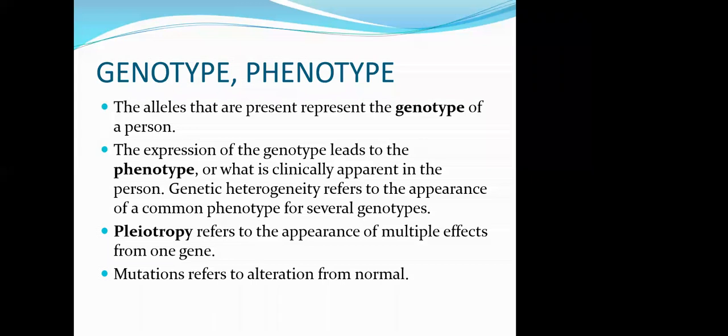For example, factor 8, which is responsible for the clotting, when there's a mutation in it, then the factor 8 that is being produced doesn't work, and the clotting system is affected. Hence, you have hemophilias, people or patients who bleed for long because clotting has been affected because of a mutation in factor 8. So mutations refers to alterations from the normal.